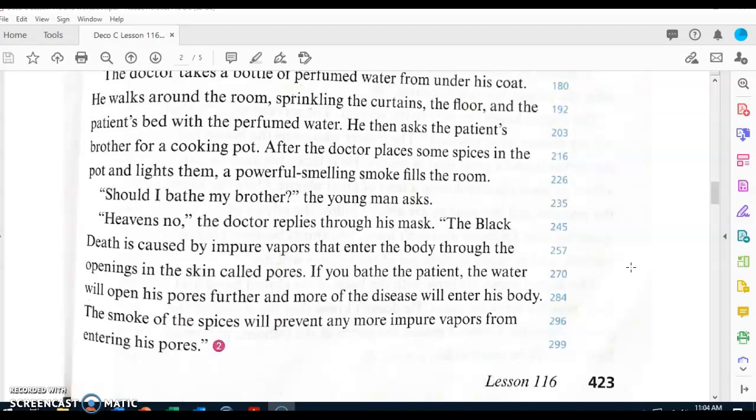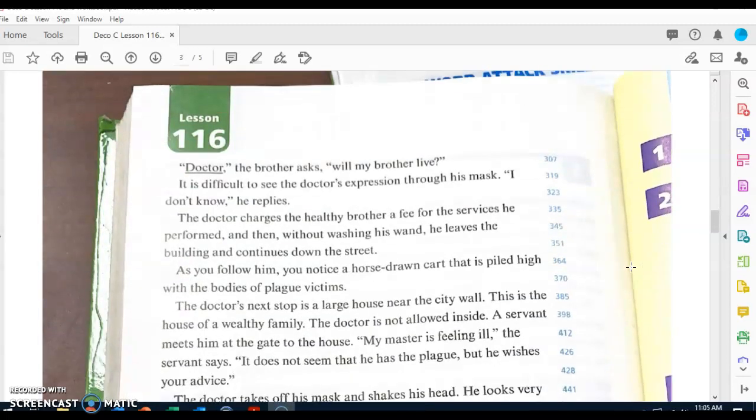Now, what did the doctor think caused the Black Death? The doctor thought that the Black Death was caused by impure vapors. Now, why did the doctor say that the patient should not be bathed? The doctor said that the patient should not be bathed because bathing would open the pores and allow more vapors in. Now let's continue reading.